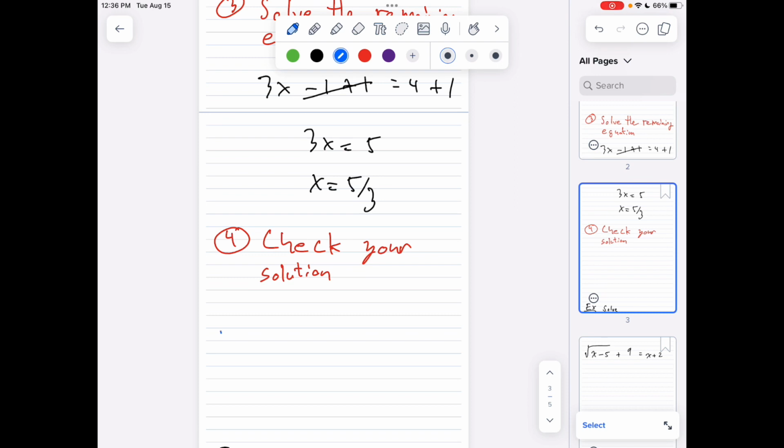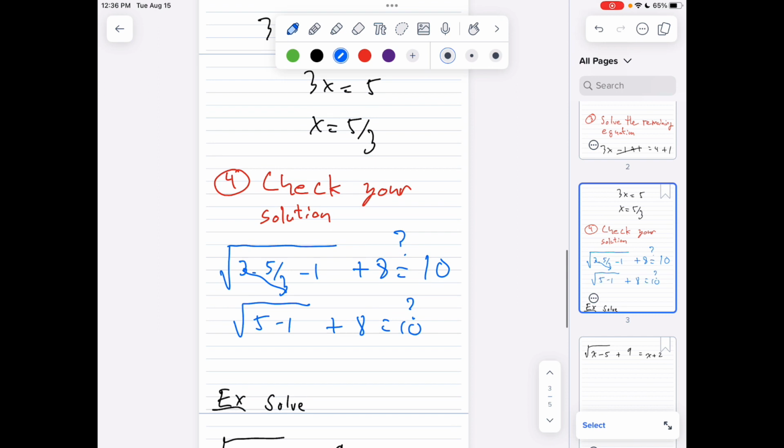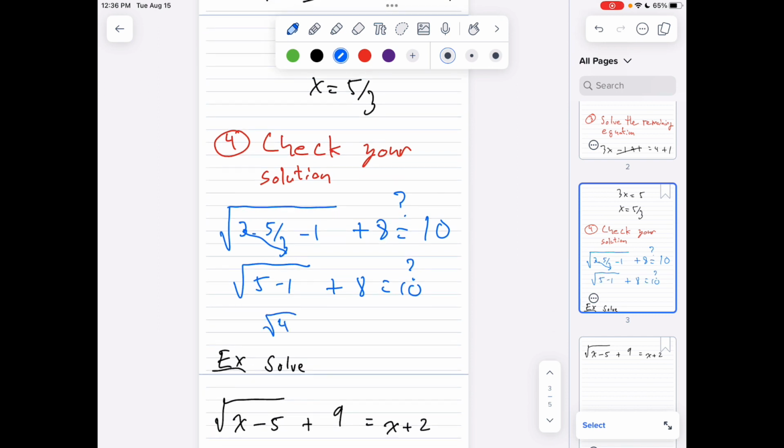So I'm going to go back to the original equation, which was the square root of 3 times 5/3 minus 1, plus 8. And I'm going to check to see if I get 10. So here inside the radical, the 3 and the 5/3, the 5 is what you have left. The 3's cancel, 5 minus 1. And 5 minus 1 is 4. The square root of 4 is 2, plus 8 will give us 10. So our solution is x equals 5/3.